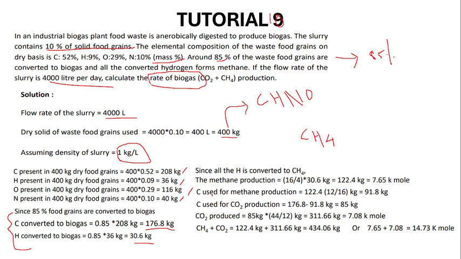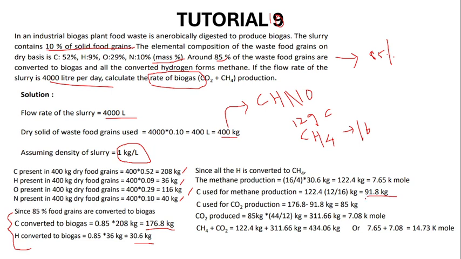Okay. Next is the calculation of carbon used for methane production. So it is important to find the amount of CO2 produced. So we again know that 12 grams of carbon is required for production of 16 grams of methane. So 12 by 16 for 122.4 kg of methane produced, how much carbon is used? So multiply it with 122.4. It will give you 91.8 kilogram.